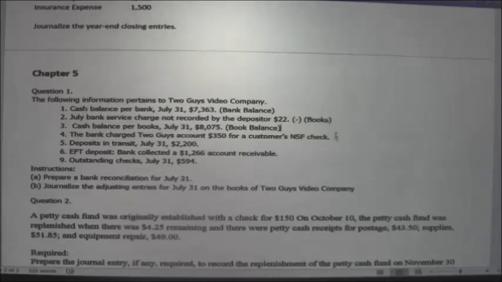All right? So now let's look at the next one. The bank charged the account $350 for a customer's NSF check. Would this be a negative on the books or on the bank? The books. If it's an NSF check, that means the bank received it and it bounced in the bank. So that means the books have to adjust for that. Okay? So this is going to be minus on the books.